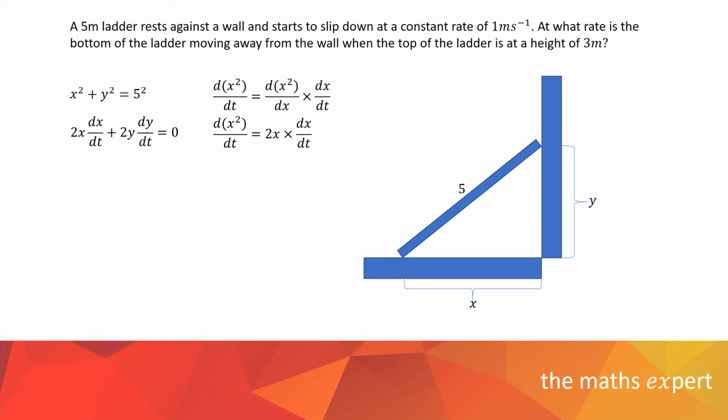I know as time changes, then y will decrease, as the ladder is slipping down, by 1 meter per second. Therefore, dy by dt is negative 1. I can now rearrange to get dx by dt, and when x is equal to 3, y is equal to 4. This gives me that x is increasing by 3/4 meters per second. It makes sense that x is increasing, as when the ladder slips down, the base of the ladder will move forwards. Whenever you do reach a solution, just consider the validity of it in relation to the question.